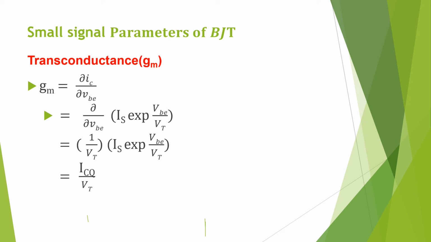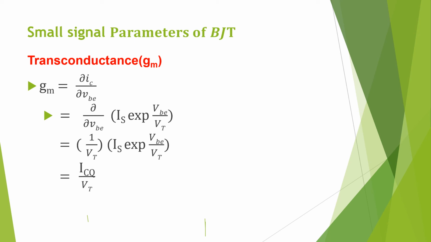The next small signal parameter is transconductance Gm. Gm is the change in collector current with respect to VBE, because conductance means current by voltage. Transconductance means output current by input voltage. Output current is IC, input voltage is VBE. That's why we have dou IC by dou VBE.